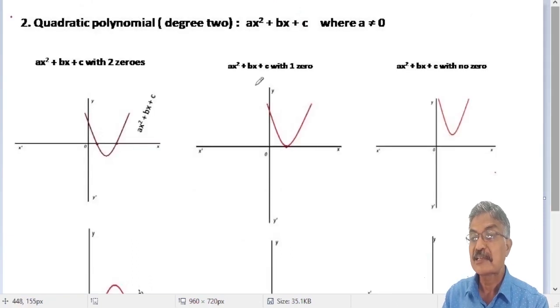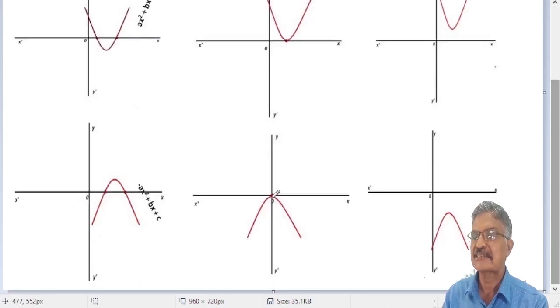Sometimes the graph of the polynomial may come in this way. Then that polynomial has only one zero. Here only one zero. Here it is also one zero. It will not cut the x-axis, it will touch the x-axis. Then it may have only one zero.